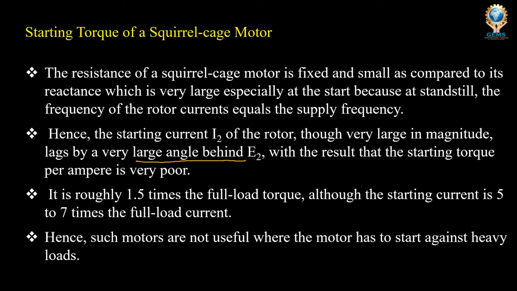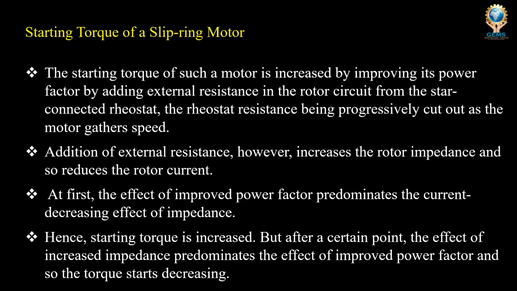So whenever we need a high starting torque, this squirrel cage motor is not preferable. Here the starting torque will be 1.5 times the full load torque. Okay, and the starting current will be 5 to 7 times the full load current. So this is the thing about starting torque of the squirrel cage motor. Now we will see the slip ring motor starting torque.